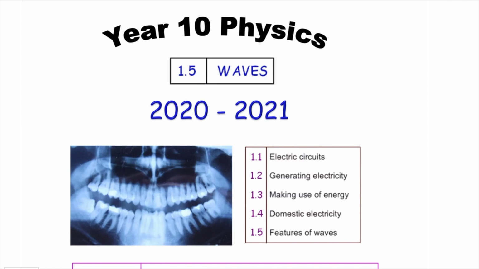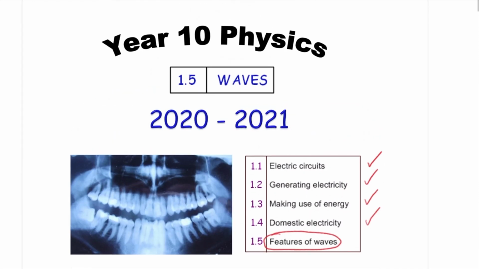Hello Year 10, this is the fifth and final topic of Year 10 Physics for Double Science. You can see here, as I'm ticking them off, all the topics you've done so far, and waves, or features of waves, is this final topic.